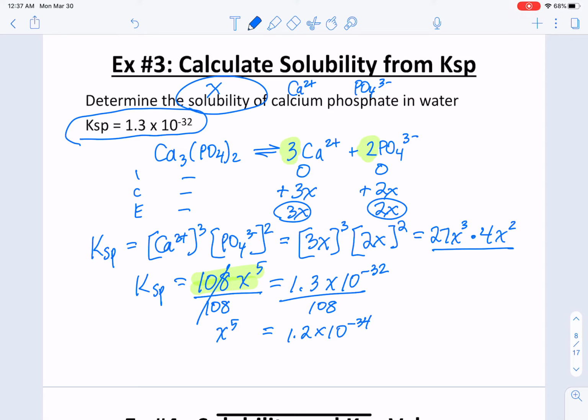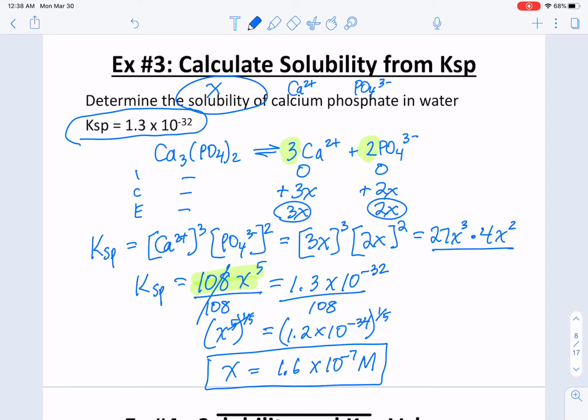Now, how do I simplify this? I want to find out what it is in terms of x. So I'll raise both of these to the 1/5 power, which would then cancel out the exponent there. So 1.2 times 10 to the negative 34 raised to the power of 1/5 gives me an x value of 1.6 times 10 to the negative 7. And that would be moles per liter, because what we solve for is the solubility, or the molar solubility.